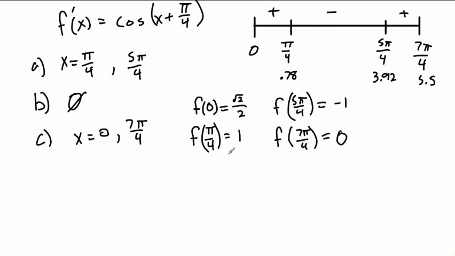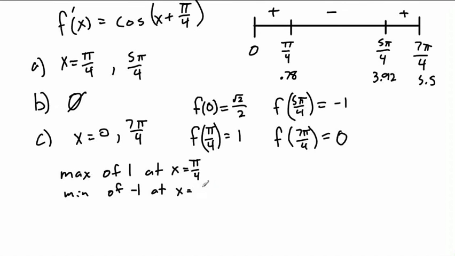Well, my max is going to happen here because that is the highest out of all 4 of these points. So we are going to have a max of 1 at x equals pi fourths. And then we are going to have a minimum here. So we're going to have a minimum of negative 1 at x equals 5 pi fourths.